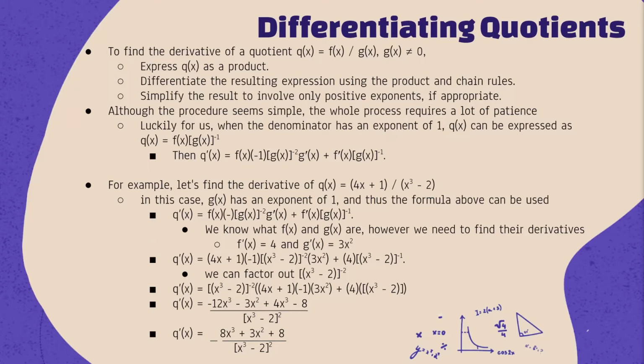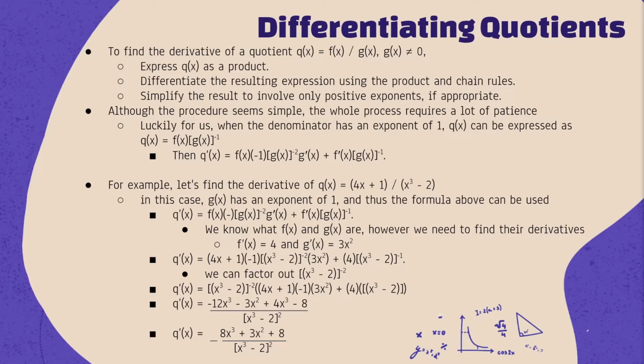So there are 3 key steps to differentiating a quotient function, and those are: first, we can express q of x as a product. So what does that mean? Well, we know when something is in the denominator, it simply has a negative exponent. So, for example, if you have x squared at the bottom, you actually could rewrite it as a product with x to the power of negative 2. If we know that, then you could easily rewrite it as a product.